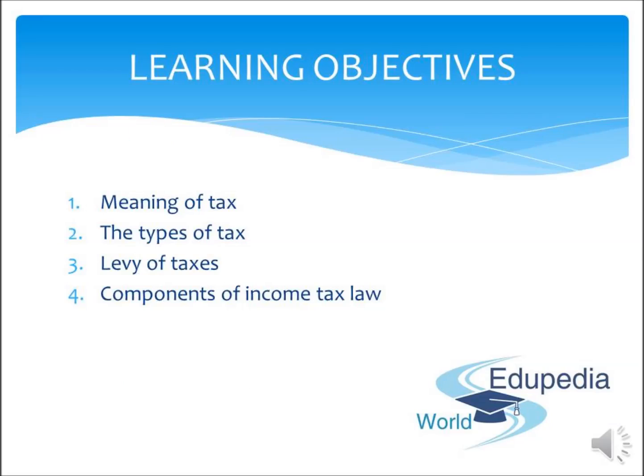First of all, we need to know the learning objectives for today's class. What are the learning objectives for today's session? Number 1, meaning of tax. What does taxation exactly mean? We'll learn that. Secondly, the various types of taxes, the taxes levied by the government upon the citizens of our country. What are they? Number 3, levy of taxes. How are taxes levied and what activity a person does that makes him liable for the taxes.